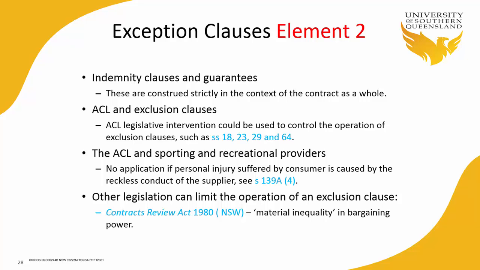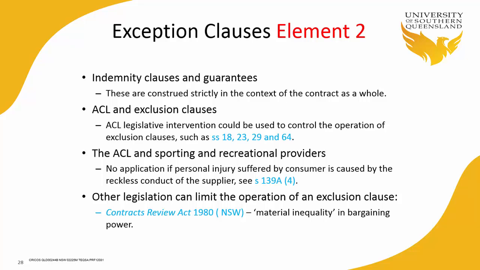Now similar points in relation to indemnity clauses and guarantees, which you'll find on top of page 777. Again, it says the High Court of Australia adopted a strict construction approach to indemnity clauses and guarantees. They are to be construed strictly in the context of the contract as a whole. If the indemnity clause or guarantee contains an ambiguity, it will be construed in favor of the party providing the indemnity. So the ambiguity will be construed in favor of the party providing the indemnity. So a protection on the person that is responsible or liable for the indemnity.